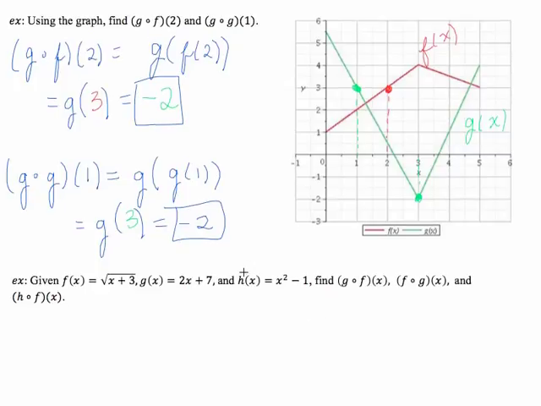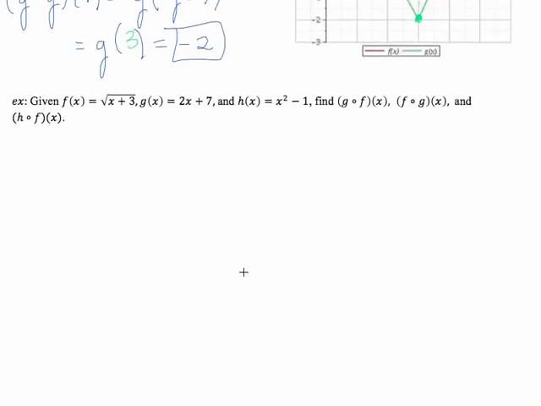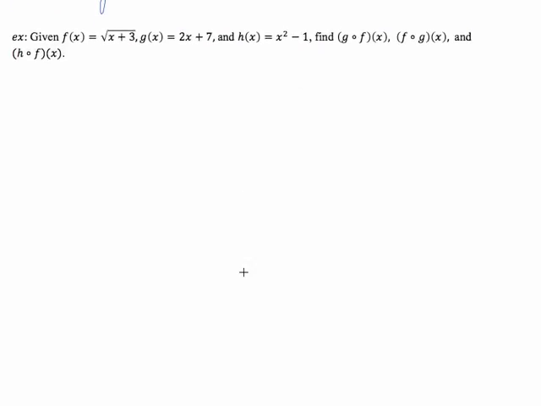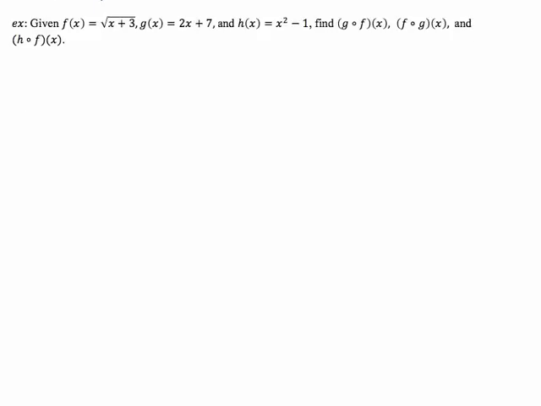Let's find another few here. These are just slightly more complex, given some equations. In this one, the difference is we're not going to plug in any particular values of x. We're just going to find g composed of f of x, f composed of g of x, and h composed of f of x. So we're given 3 functions, f of x, g of x, and h of x. And we'll find those 3 values.